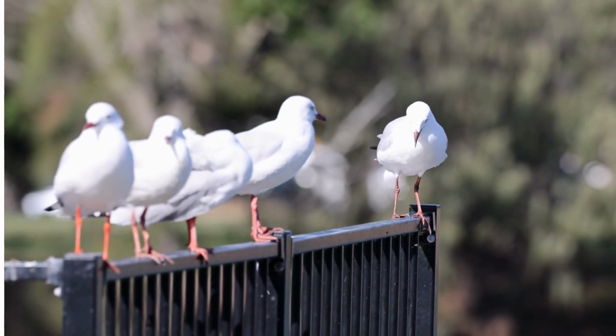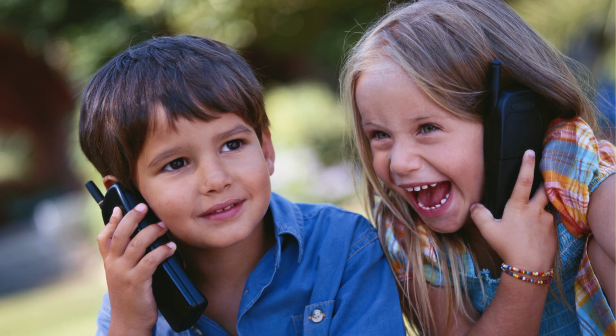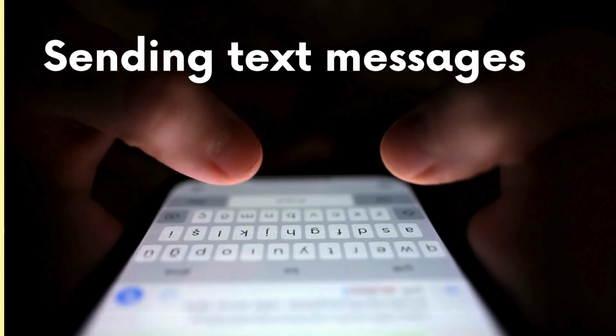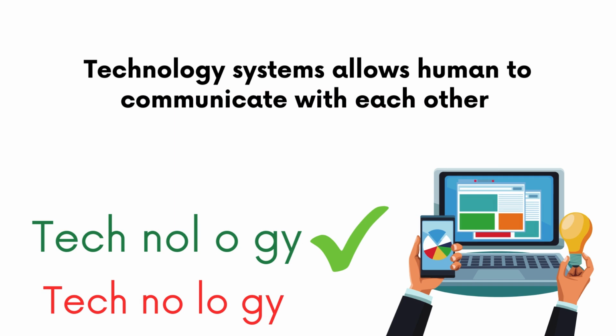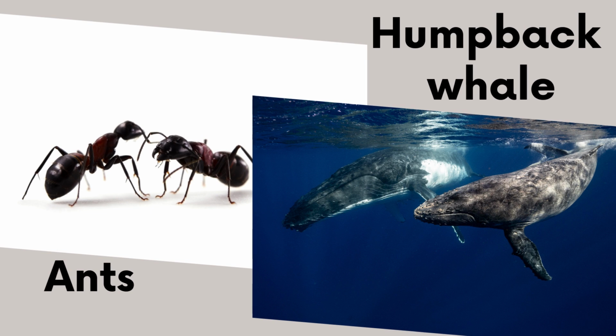We, the humans, have technology systems that allow us to communicate with each other, as we can make phone calls, send text messages, or send emails. All of these are ways to communicate with each other by technology. So the question here is, how do animals use communication systems, how do they communicate with each other?